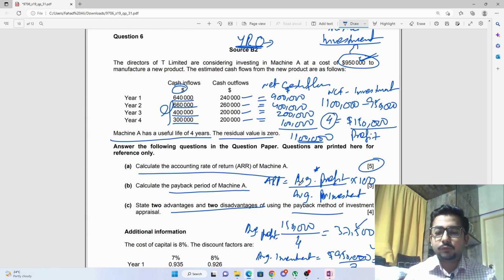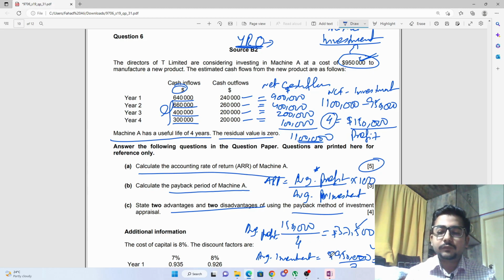Okay, so the question is saying you need to calculate the accounting rate of return. ARR is equal to average profit divided by average investment. How do we get the average profit? 1,50,000 is the profit received over the 4-year time period. 1,50,000 divided by 4, I'll get the profit as $37,500, which is the average profit.